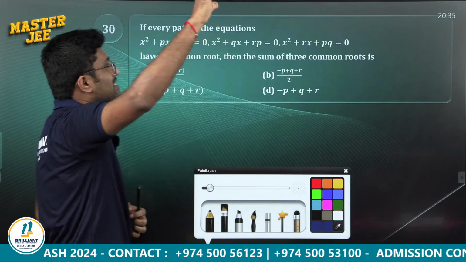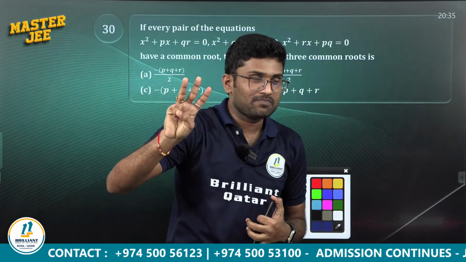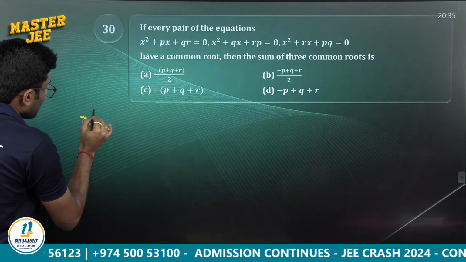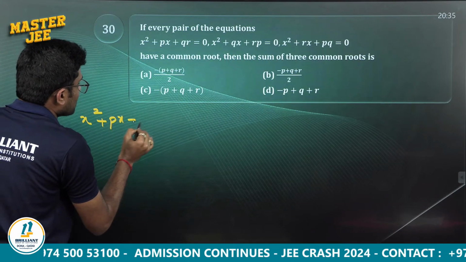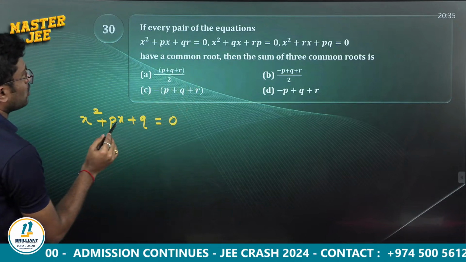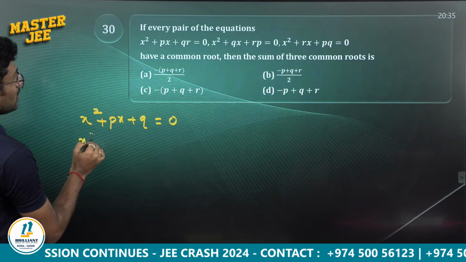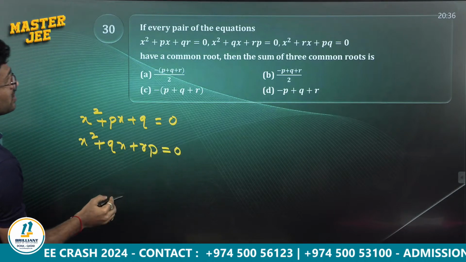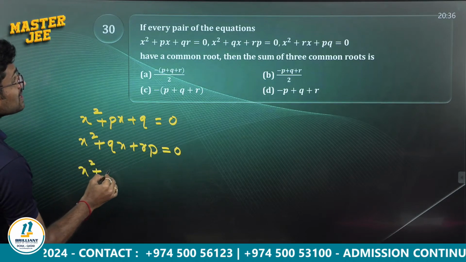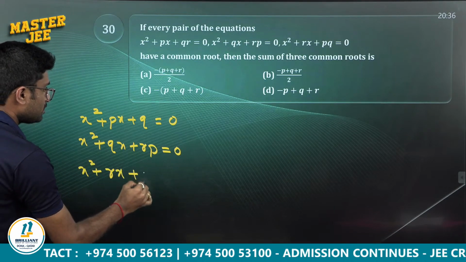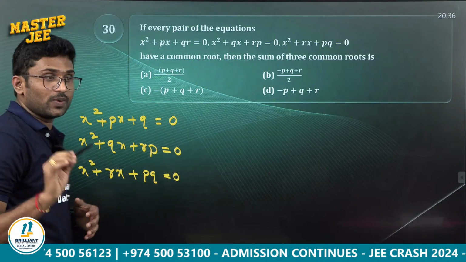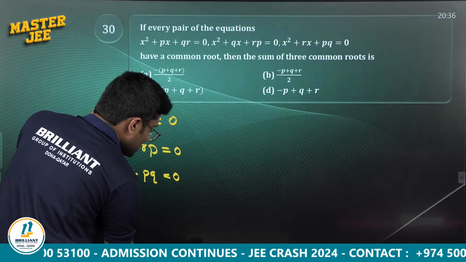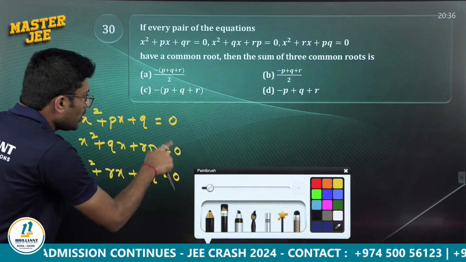See, three quadratic equations have been given. They are having each common root, it seems. That means, see, x square plus px plus q is equals to 0. Let this be one equation. X square plus qx plus rp is equals to 0, another equation. X square plus rx plus pq is equals to 0, another equation. Now they informed us that these two equations are having a common root.